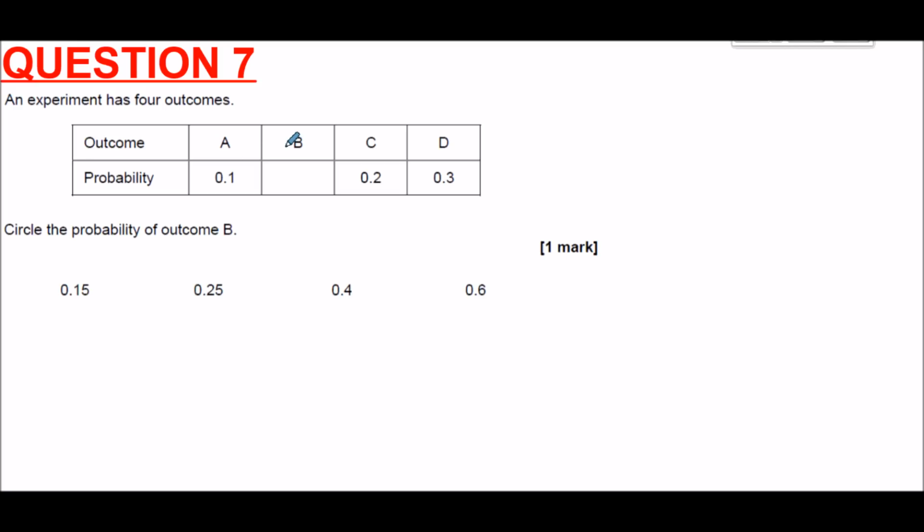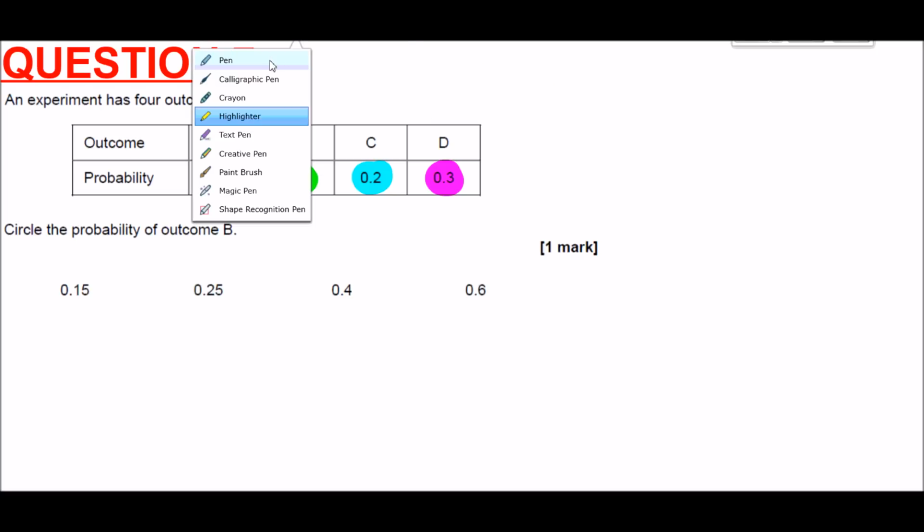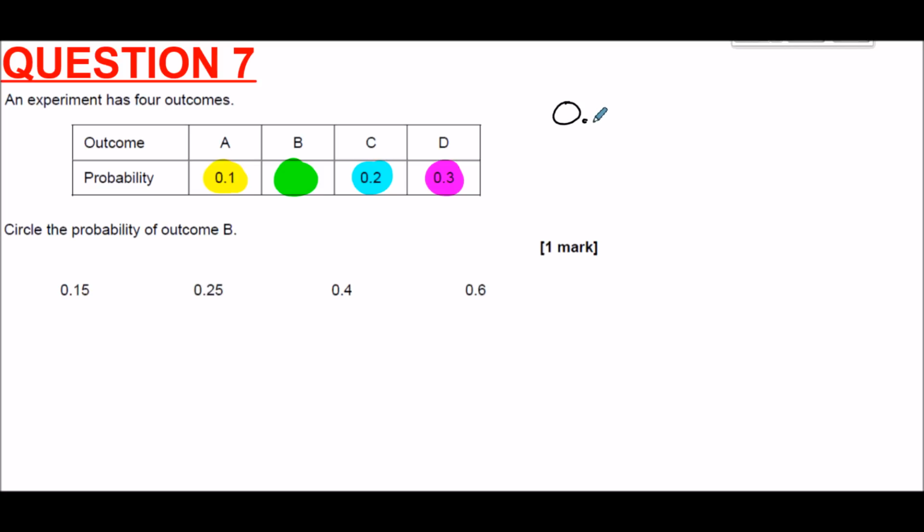Question 7. An experiment has 4 different outcomes, and we need to circle the probability of outcome B. For any experiment, if we add up all the probabilities, they'll always add up to 1. And so 0.1 plus whatever B is, plus 0.2 plus 0.3 will all add up to exactly 1.